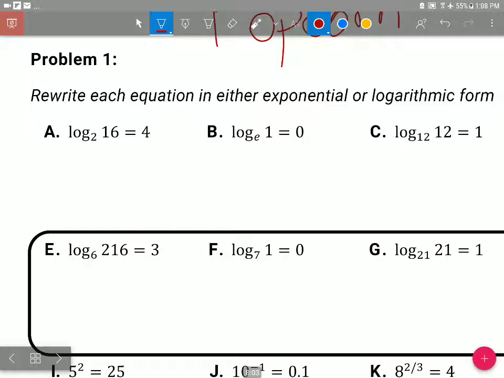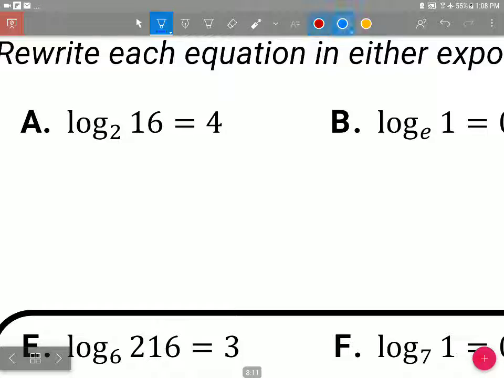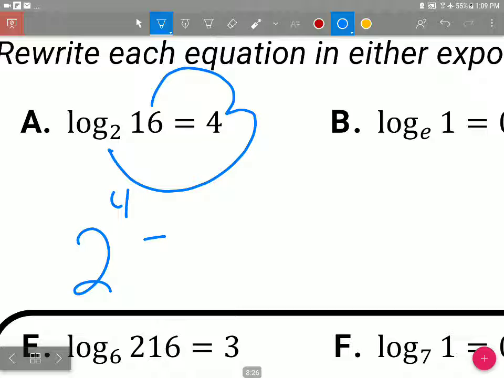It says rewrite each equation as either an exponential or a log. So here we go. What we're going to do is start with the base, go across to the exponent, and come back to the argument. It's like a little piece of popcorn. So that would be 2 to the 4th power equals 16.